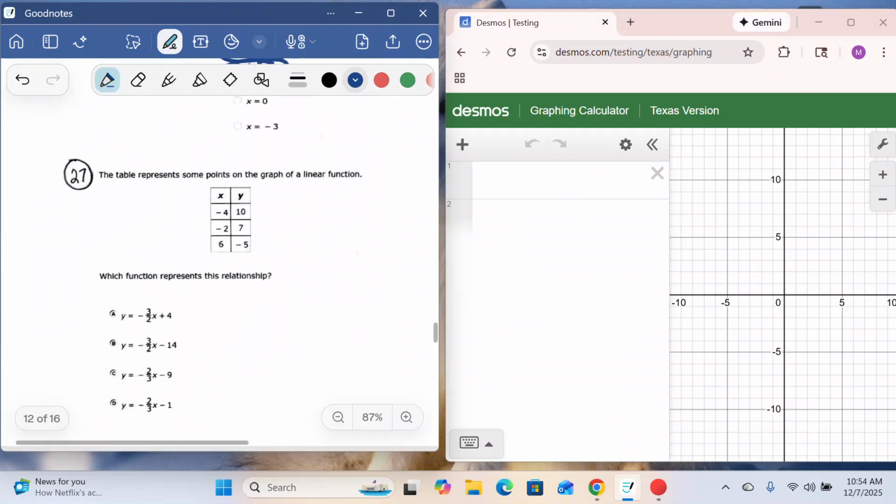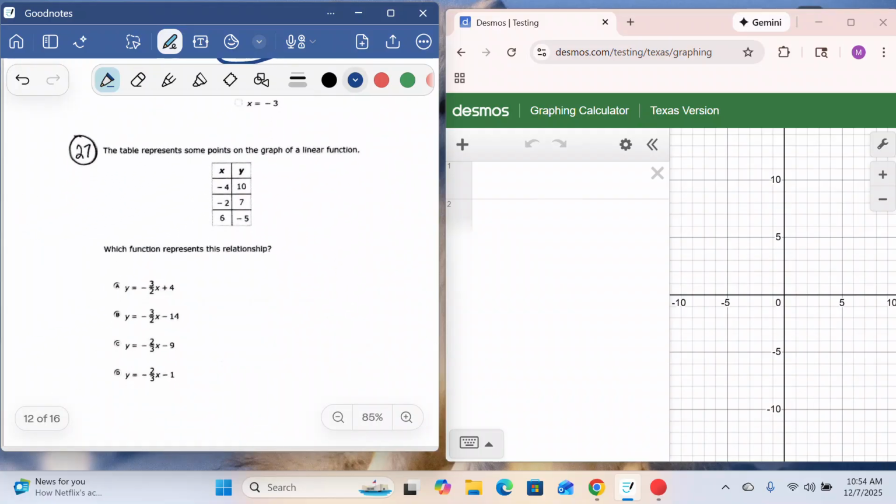We go on to number 27. This is a table. It says the linear function. We know it's a linear table. Which function represents the relationship? So remember, in order for it to be a function, it can only have one x value right here. If it has two x values, then it is not a function.